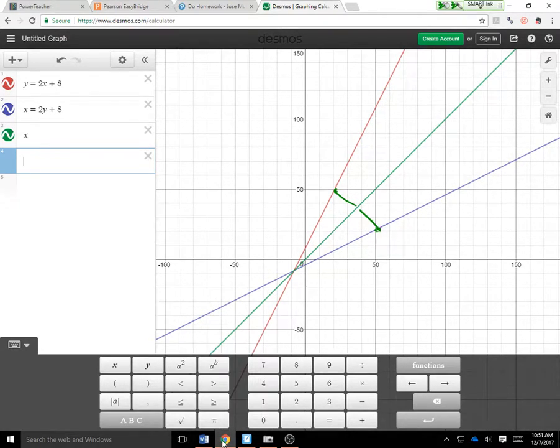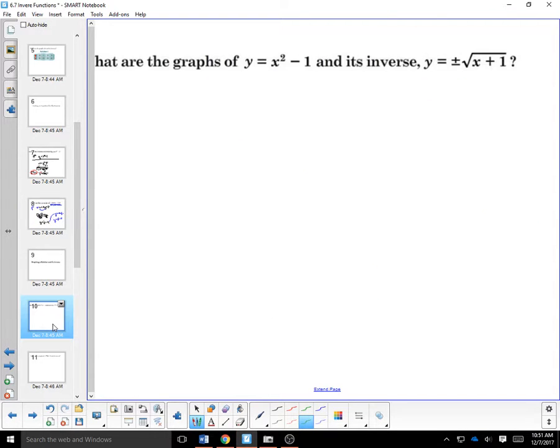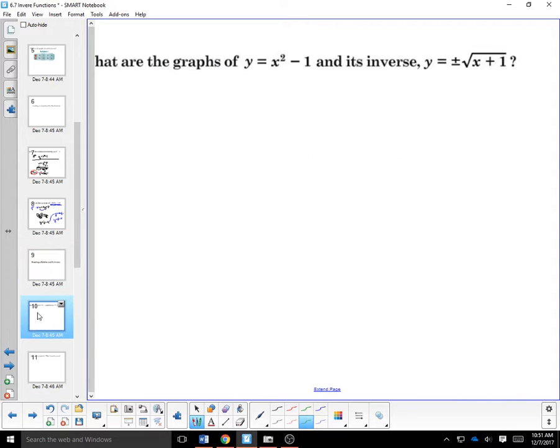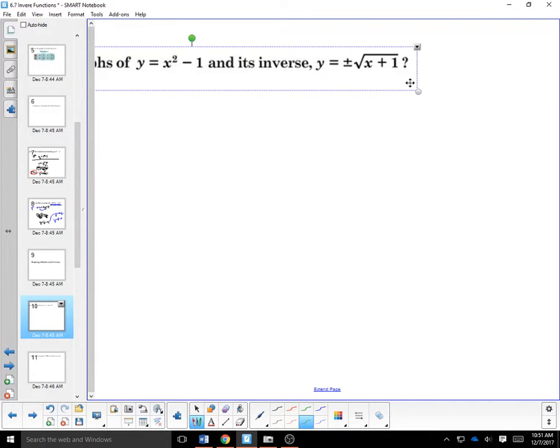So if we go over to the next problem I was going to have you do, which is to graph these relations and their inverses, let's take a look. So here's that one. Guys, write that down real quick, please.